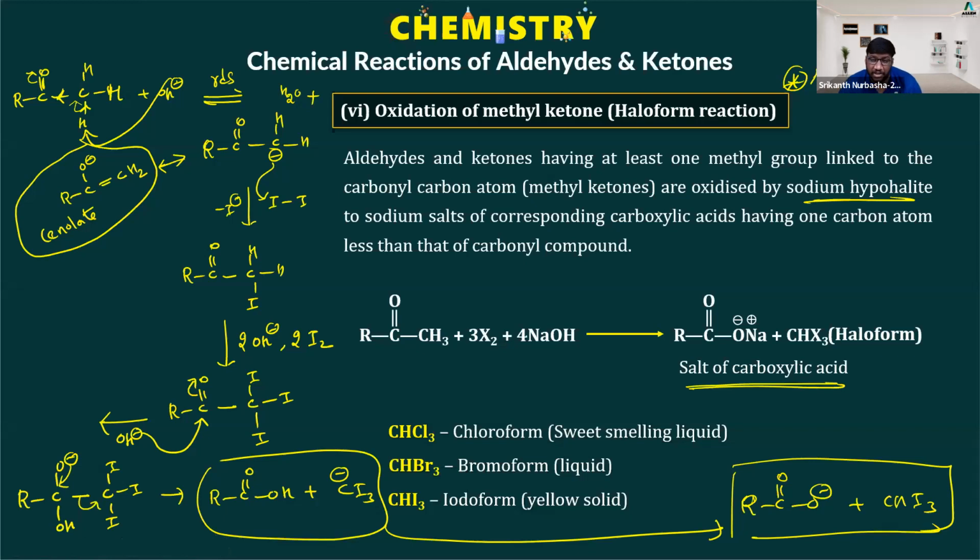And this was a mechanistic approach. What is the condition? We should have a C=O-CH3 group. For aldehydes or ketones to show a positive haloform test, they should have a CH3-C=O group.